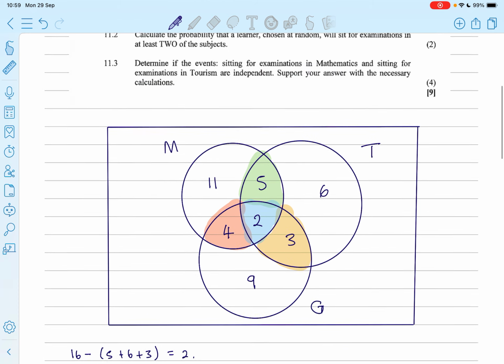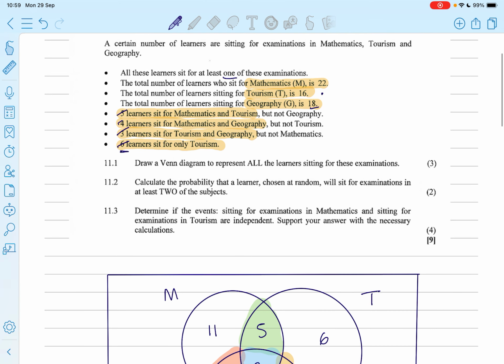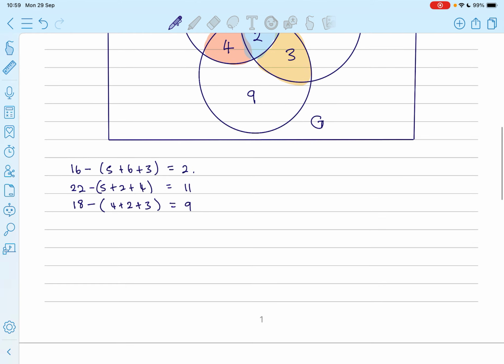And that is our entire sample space, because we were told that all the learners in the sample space have to fall into one of the circles which represent each subject. So that means we are done with 11.1. Moving on to 11.2.